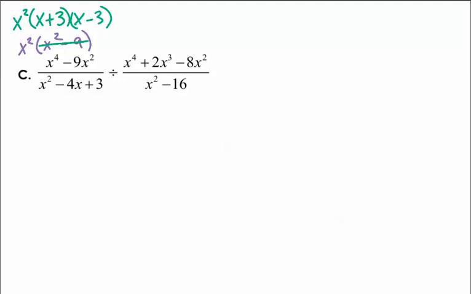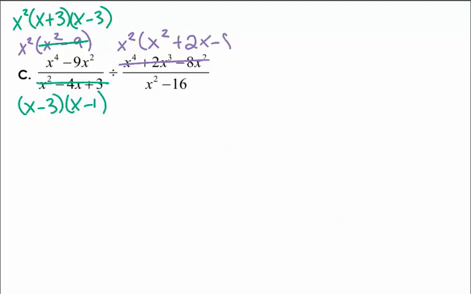Don't mess up factoring, you'll screw up your whole problem. And then this one down here, numbers that multiply to be positive 3 and add up to negative 4, that's going to be x minus 3 and x minus 1. Over here, I can take out an x squared again. So now I have x squared plus 2x minus 8, which I can notice I can factor that trinomial again.